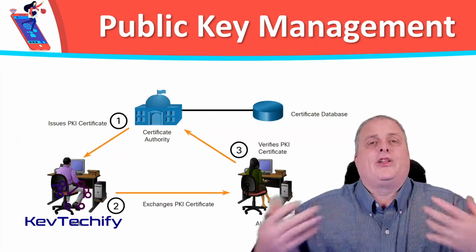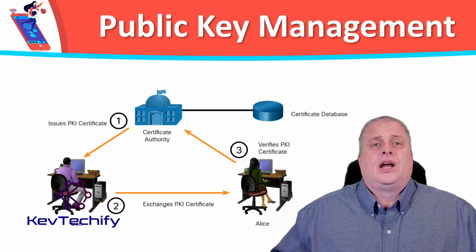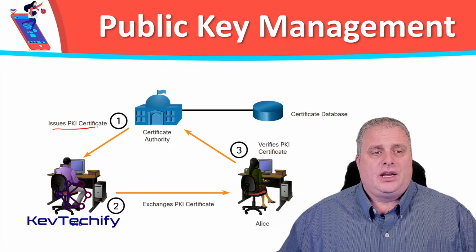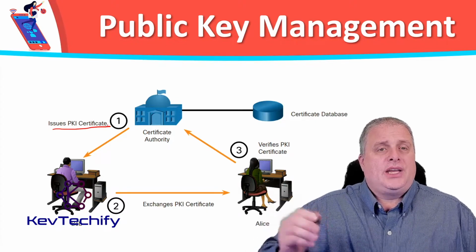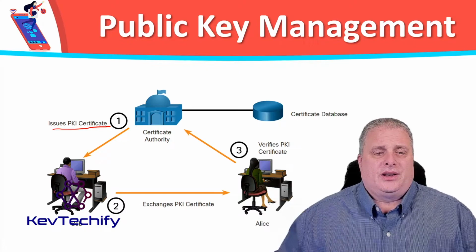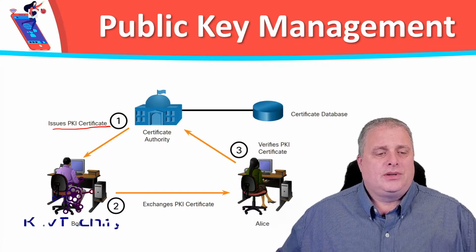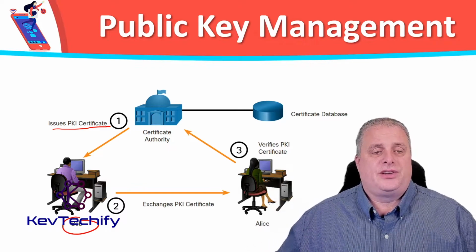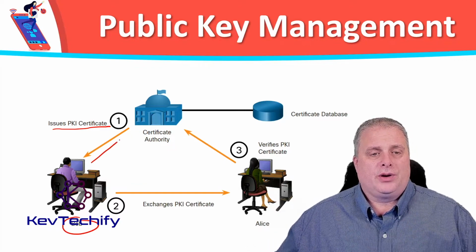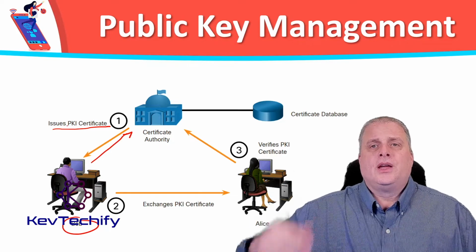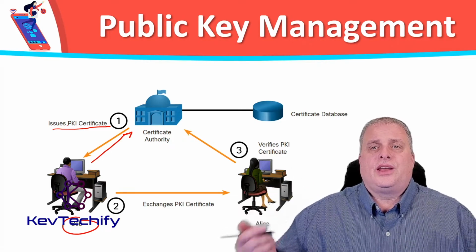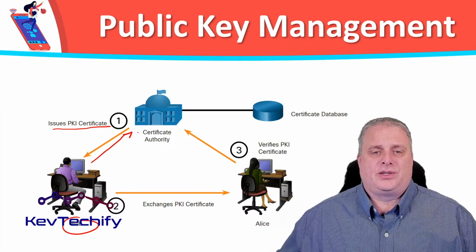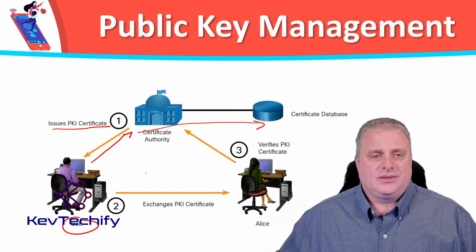Here we can see how the elements of the public key infrastructure interoperate with each other. Once again, the first step here is the CA issues that PKI certificate. What we're going to have here is Bob, the user down here. Bob initially requests a certificate from that certificate authority. So he's going to make a request to the certificate authority. The certificate authority authenticates Bob and stores Bob's PKI certificate in that database.